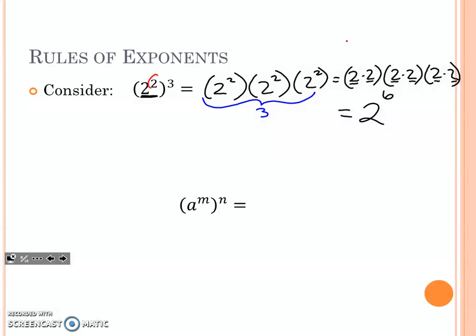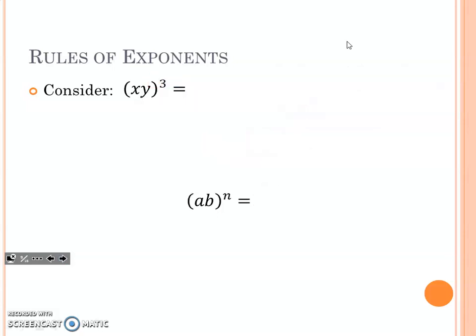So I had a 2 and I had a 3. How did my 2 and my 3 get me to my 6? Well, 2 times 3 equals 6. So this is called our power rule. Our power rule says that if you have a to the m to the n power, you are going to multiply those two values together. So if you see a 2 squared cubed, you could simply take 2 times 3 to give me 6, and then you know that that is the same thing as 2 to the 6th power. And that is our power rule.